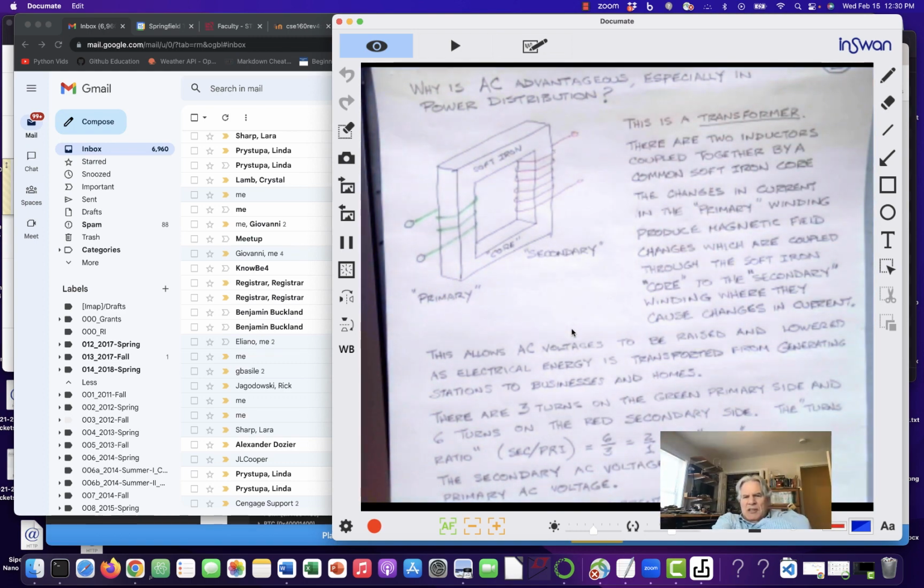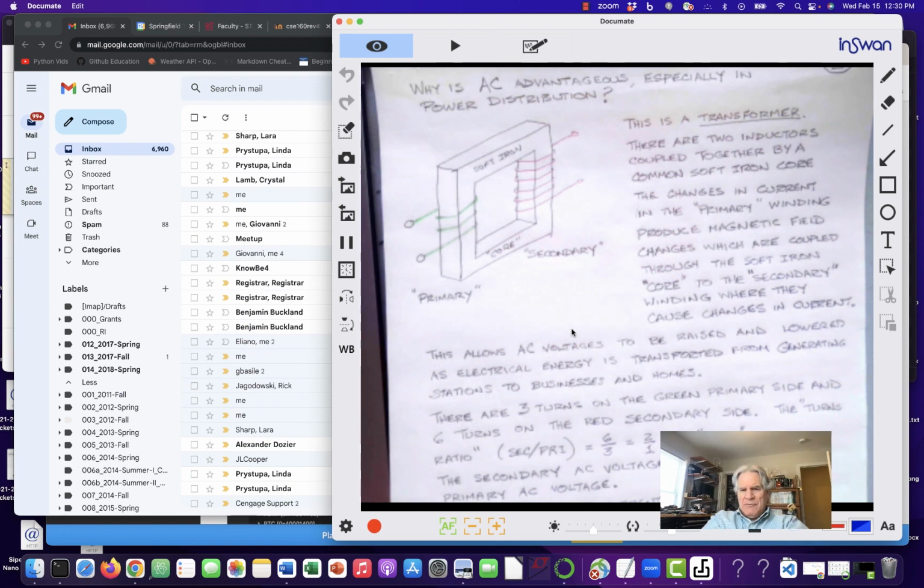So why is AC advantageous, especially in power distribution? I mean, this is where, at least from the electrical power or energy distribution business standpoint, AC is so important. AC is also incredibly important in radio frequency types of systems, but not for the same reason. You just need a changing signal to produce electromagnetic radiation, say from an antenna or whatever.